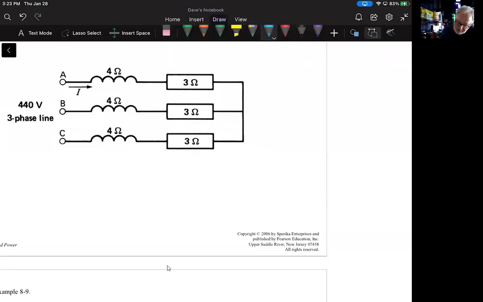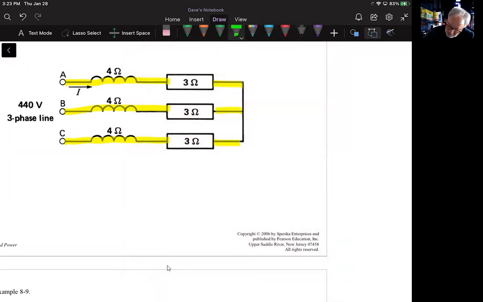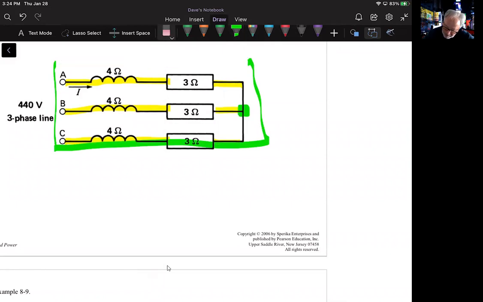This problem is asking us to find the current in each line. So we're looking to find the current in each load. We're going to find it in one, and we're going to realize that it is the same for each balanced load. We're also going to initially recognize that this is connected in Y because each load has a common connection point. And the way that we're showing this in the textbook is the most efficient way to draw this arrangement of these components.